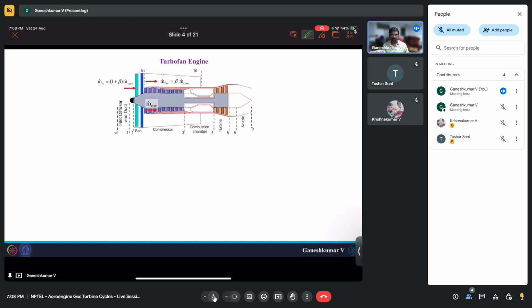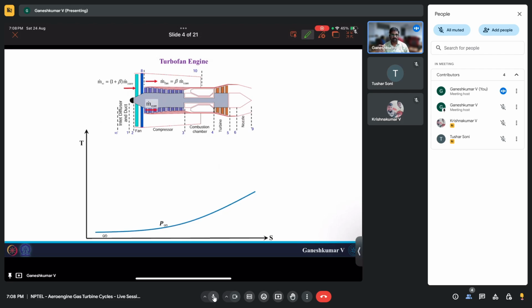Let's just quickly look at the TS diagram. How does it look now? In the TS diagram, we all know the air enters at P infinity, that is air present at P infinity will get sucked into the inlet, and the inlet here is from infinity to 2.